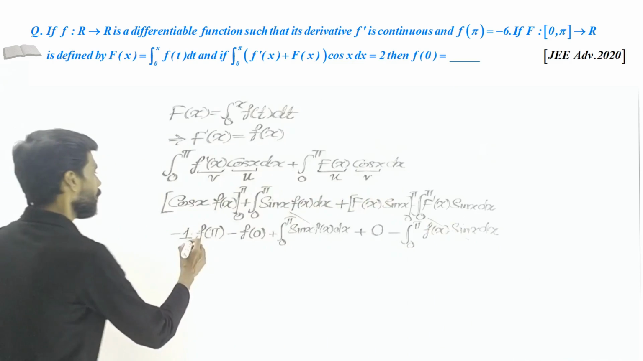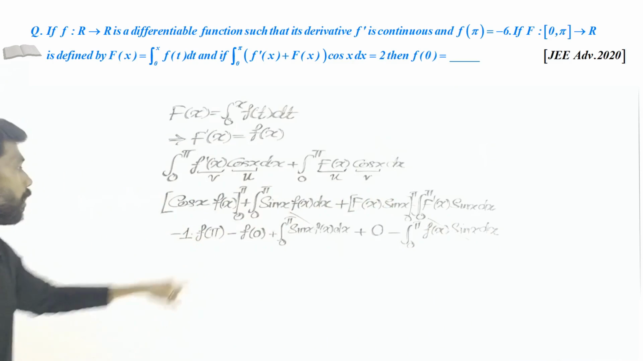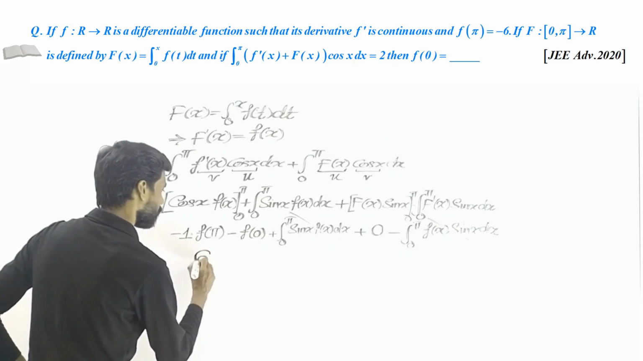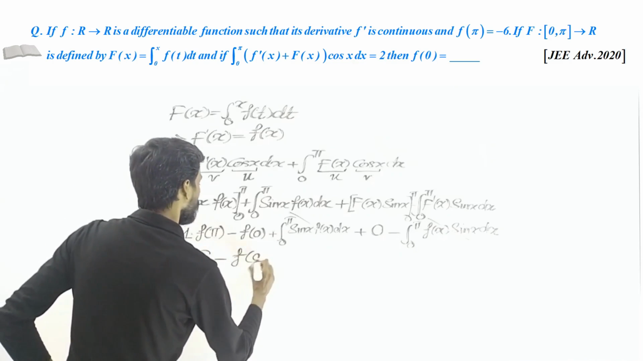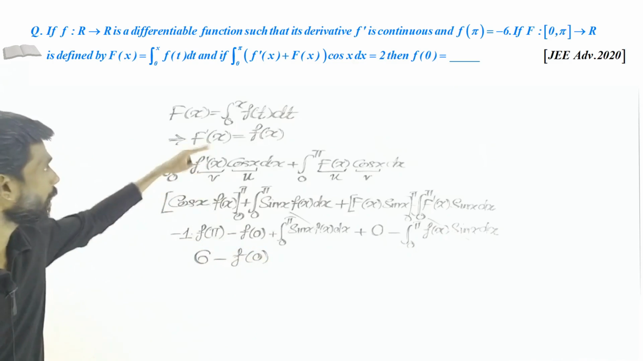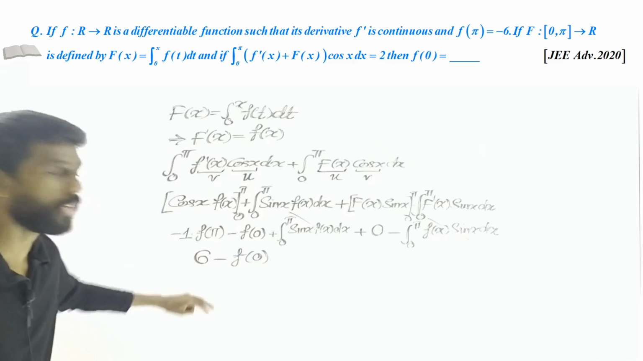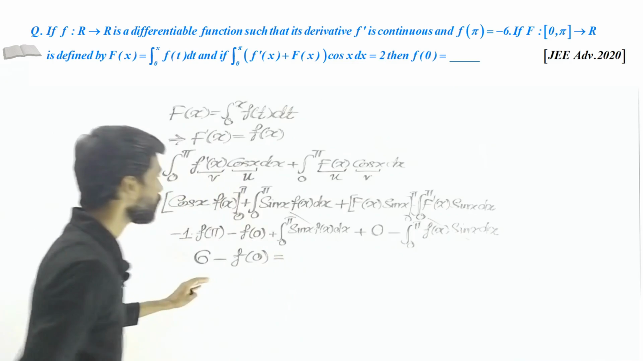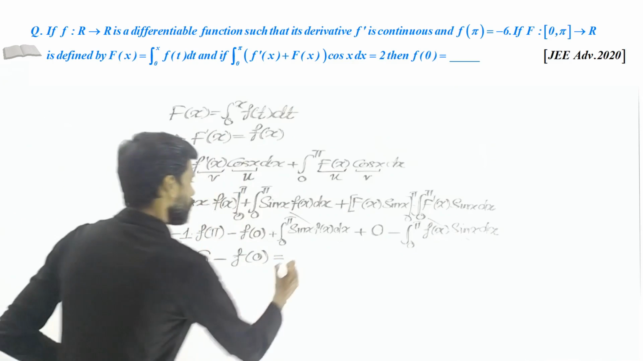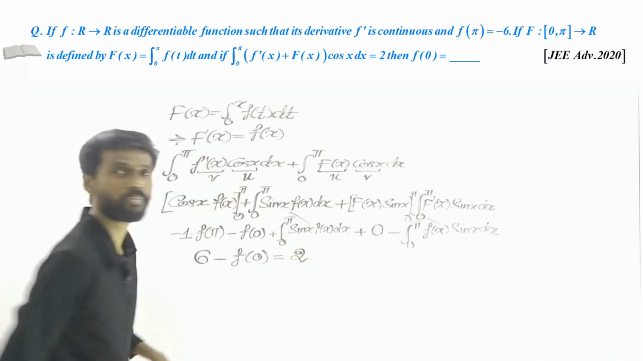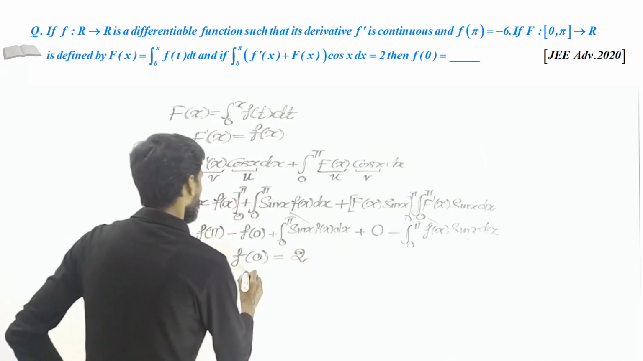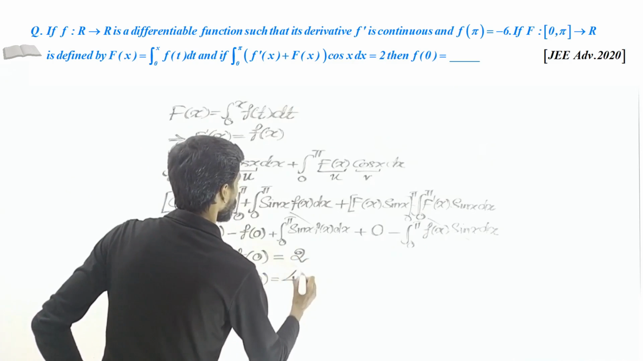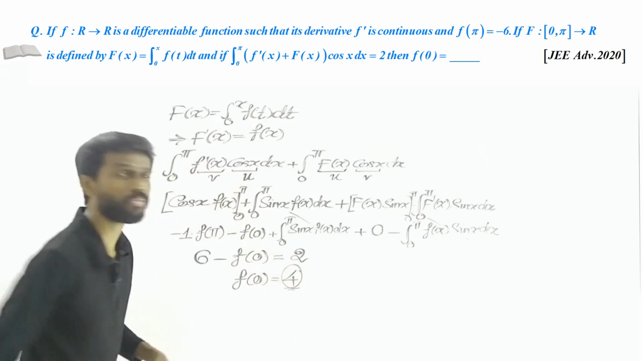So what do you get? F of pi, but that is also given in the question: f of pi is given as minus 6. That means this value is 6 minus f of 0. So this is the value of the integral. But this value is already given in the question to be 2. So this is equal to 2. Solve it, and we will get the value of our required f of 0, that is 6 minus 2, which is 4. So 4 is the value of f of 0.